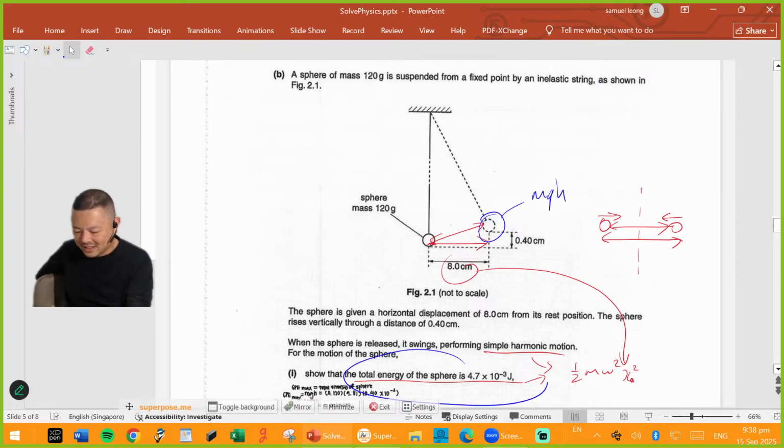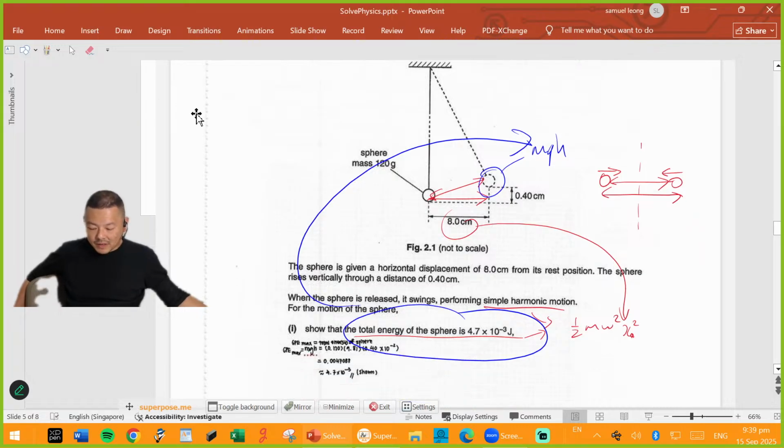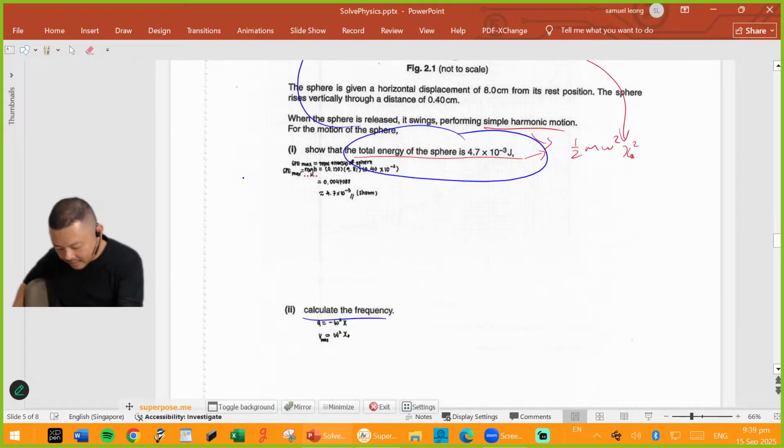The total energy is just MGH, because I don't know what omega squared is. You're right. If I try to figure out omega squared and it's not there, then I realize that means it's MGH. Okay, second part, the frequency.